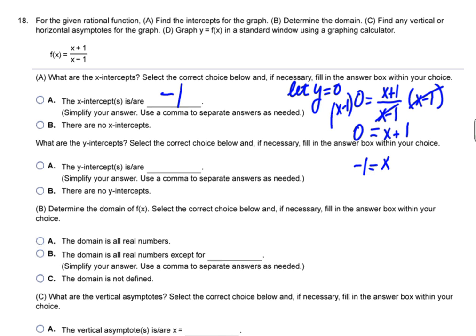Y-intercept, let x equal 0. And if we did that, we have 0 plus 1 over 0 minus 1, and that is a negative 1 as well.